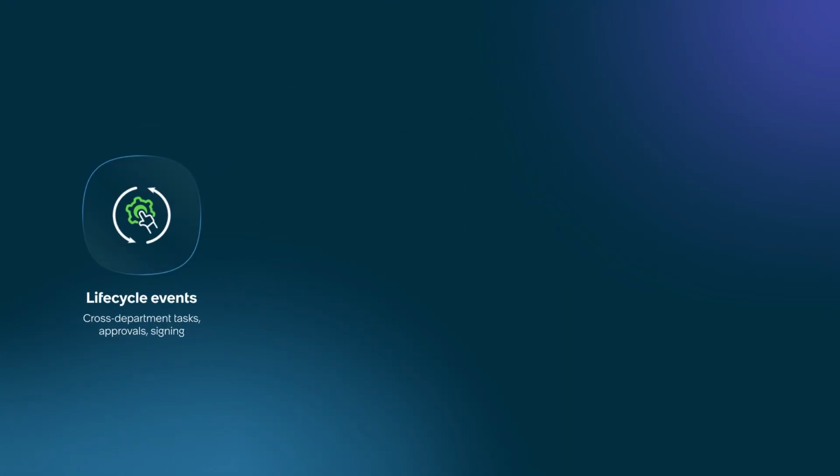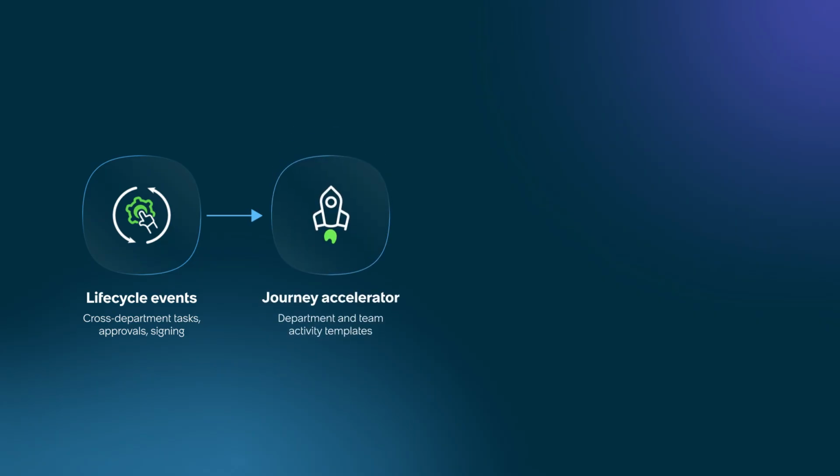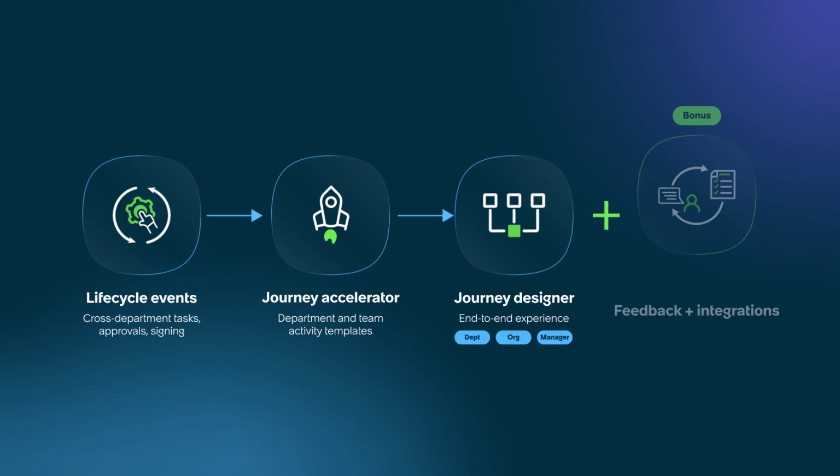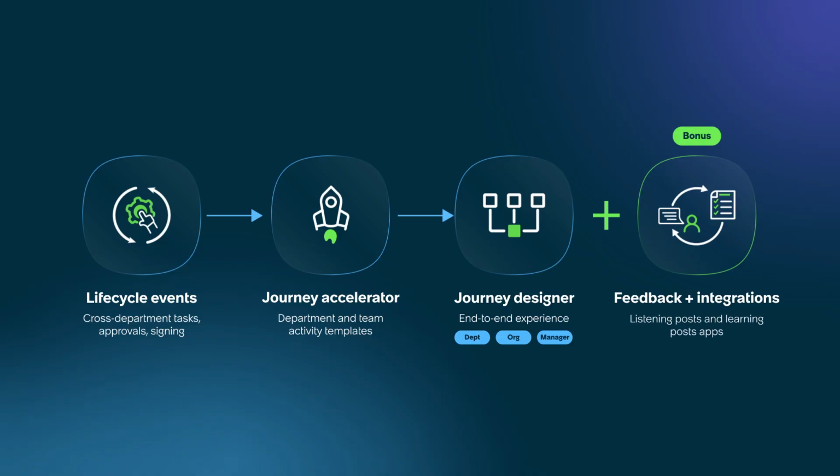Lifecycle events coordinate cross-department tasks, such as approvals and signing documents. With Journey Accelerator, you create templates for department and team-level activities. You bring all the components together with Journey Designer to provide an end-to-end experience with input from the organization, department, and manager. As a bonus, you can capture employee feedback and create omni-channel learning experiences by integrating the listening and learning post applications.